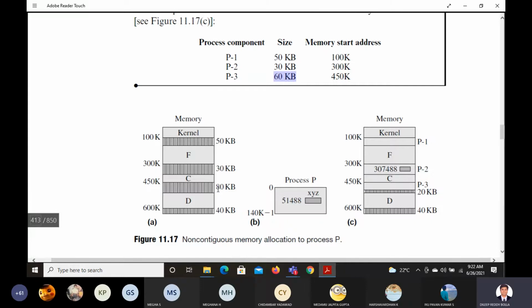So for 60 KB, in this one 80 is there, in this one 40 is there. I cannot use this one. So I'll use the 80 KB space for P3. Out of 80, 60 I have used, 20 will be remaining. The 20 is the fragmented part. So that's what they are trying to show here as an example of non-contiguous memory.